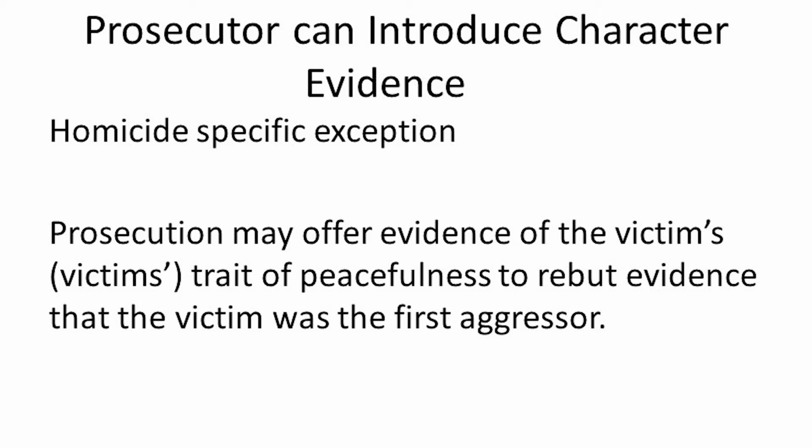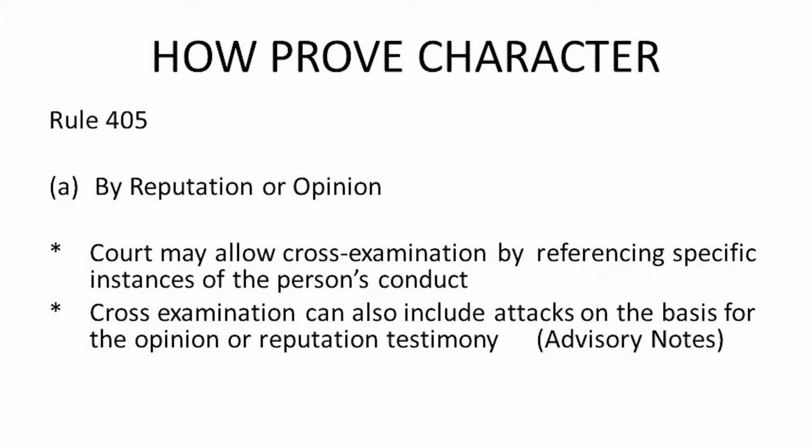All right. Then the question is, how do you prove character? And that's in Rule 405. We'll get into the mechanics a little bit in a second, but just for right now, you can produce evidence of character by reputation or opinion. All right? And according to the rule itself, and this is the federal rules, so you want to check to see if your jurisdiction follows completely the federal rules or has some variation on it. But the court may allow cross-examination by referencing specific instances of the person's conduct.